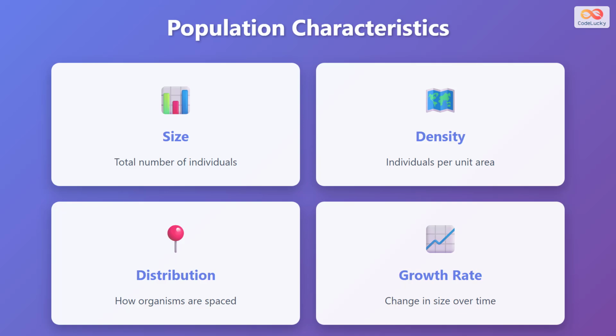Populations have specific characteristics that ecologists study. Size refers to the total number of individuals in the population. Density is the number of individuals per unit area. Distribution describes how the organisms are spaced throughout their habitat. Growth rate measures how the population size changes over time. These characteristics help us understand and monitor populations.